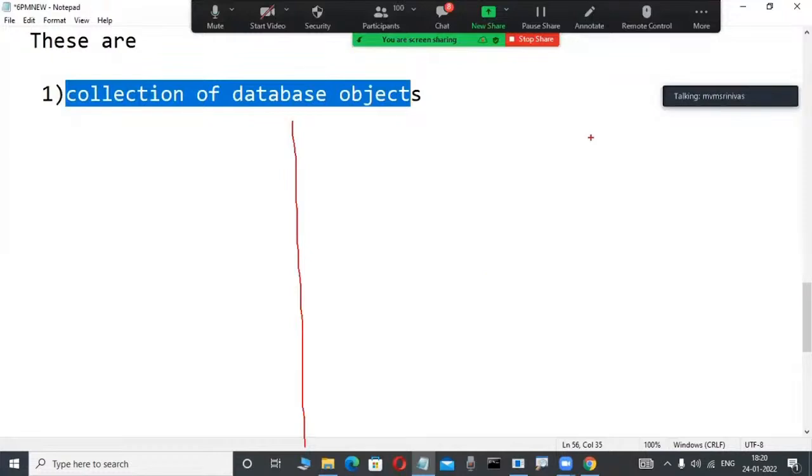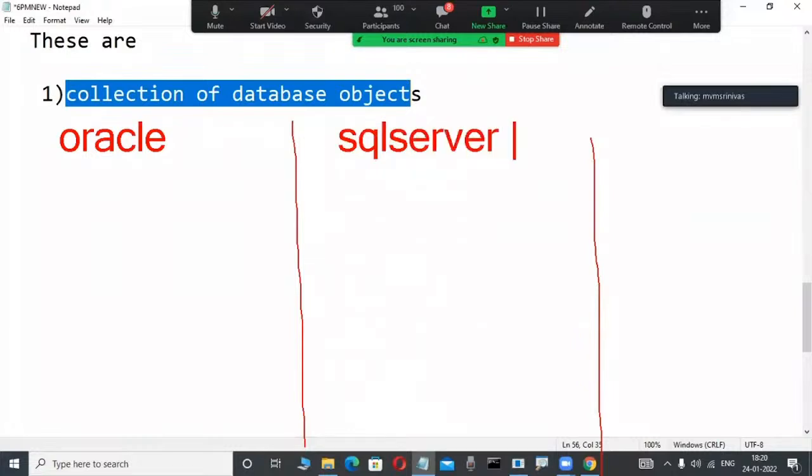Even a first-time newcomer can understand. Suppose you are learning an Oracle course, for example. Oracle is a relational data model product. Suppose some other fellows are learning SQL Server. SQL Server is a relational data model product. MySQL is also a relational data model product, from different companies. Fine. But in Oracle, which database objects are available? Nothing is there.